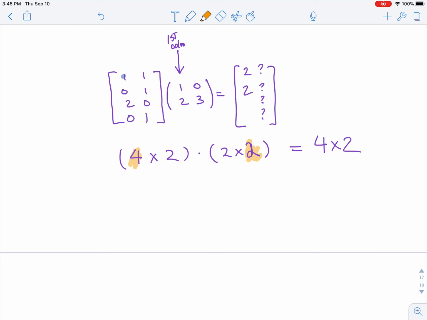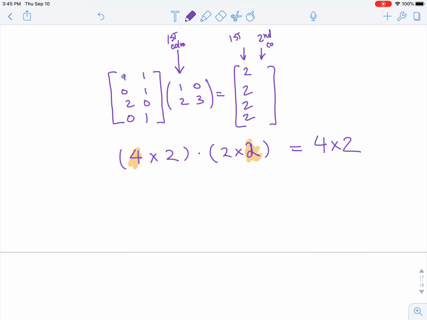If I do this, I'm going to get 2. If I do this, I'm going to get, oh, that's kind of boring. I keep getting 2. Right? It's just a coincidence. Right? And now, I'm going to do the same thing over here. Right? So now, that was the first column of my answer.